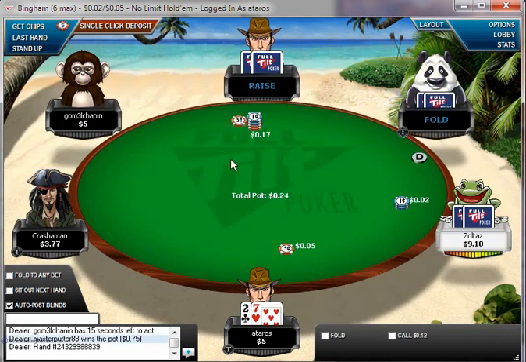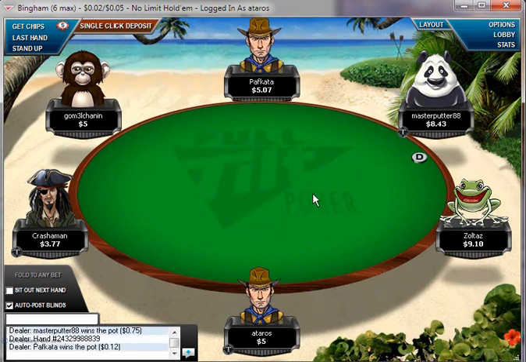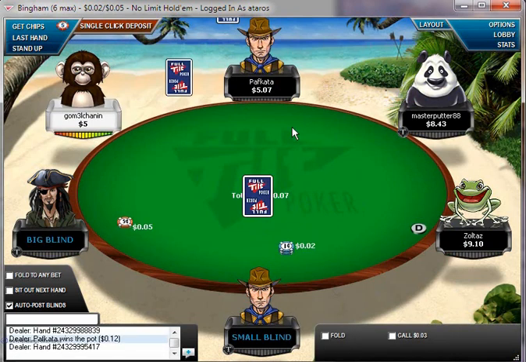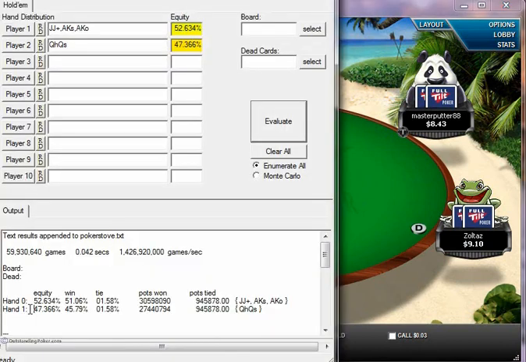So if I'm risking $3.20 to win a pot of $7, I only have to be good or have an equity of a little more than 33%, right? Just from a pot odds point of view. So since I have an equity of 47%, it's definitely a profitable call there to call his all-in push.